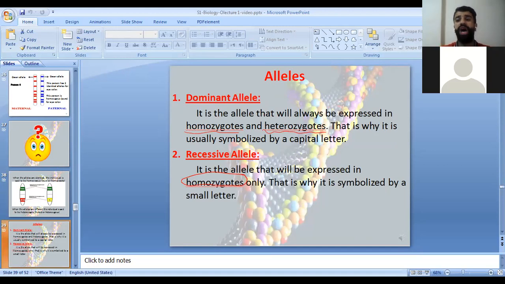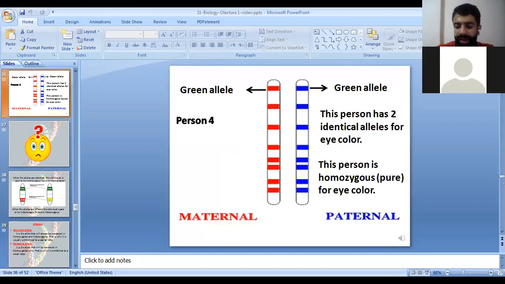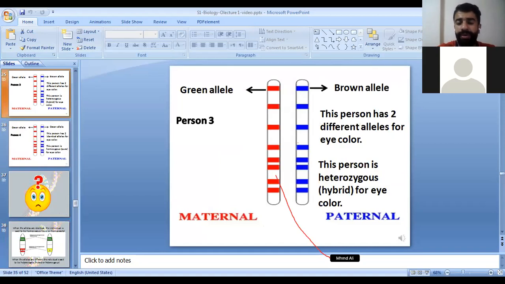You also have to know the meaning of dominant allele and recessive allele. Dominant allele is the allele that can be expressed in both cases, either homozygous or heterozygous. That's why it's usually symbolized by a capital letter. So it's the strongest one. Let's have an example here. If I have green and brown, which one is dominant? Let's say the green is dominant. So if the green is dominant, the green is going to be expressed, meaning that this person will have green eye color. If the brown is dominant, he should have brown eye color. So it depends.